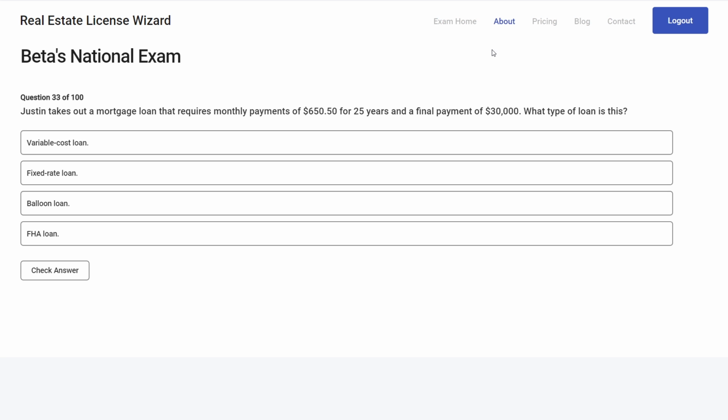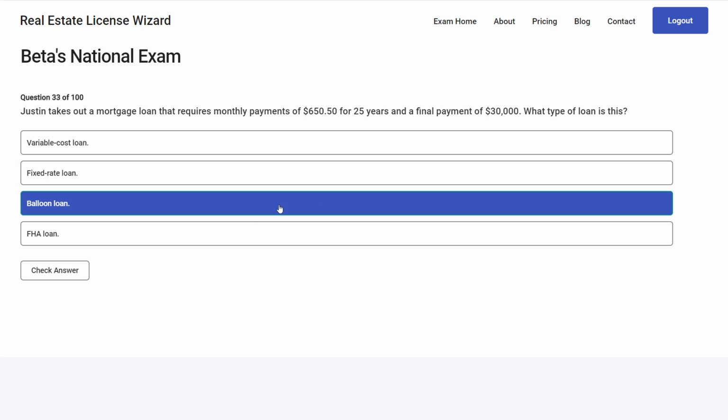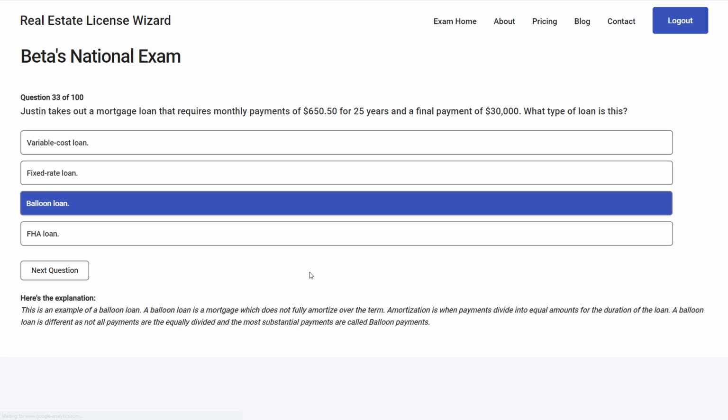Alrighty. So the correct answer for this one is a balloon loan. Remember we were talking about it earlier? Balloon loans, balloon payments, all that good stuff. This is an example of a balloon loan. So think of it like this. When you hear a final payment, and it's this big, huge number, that is going to be the balloon payment, which means this is a balloon loan. So remember that, and you'll understand balloon loans. All right, next question.